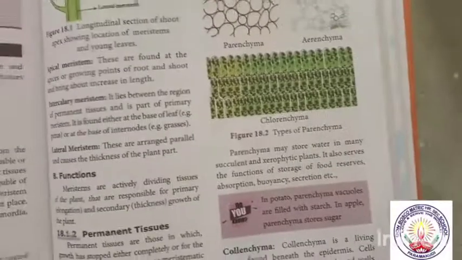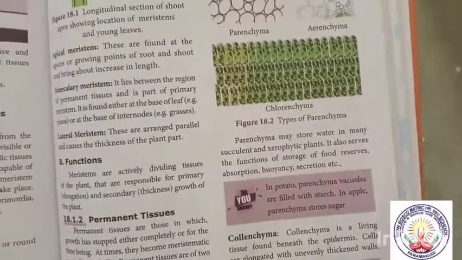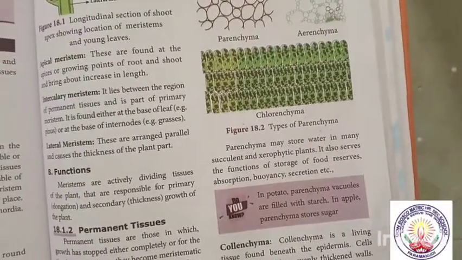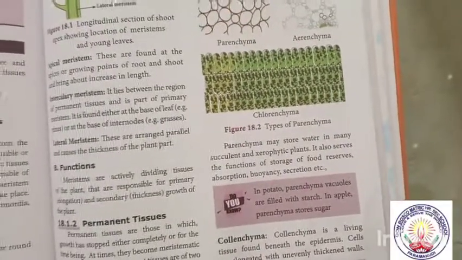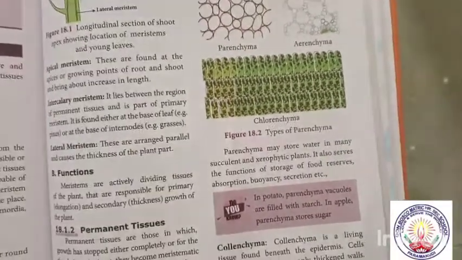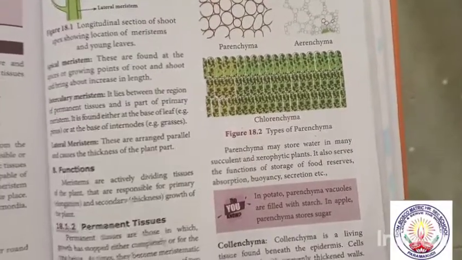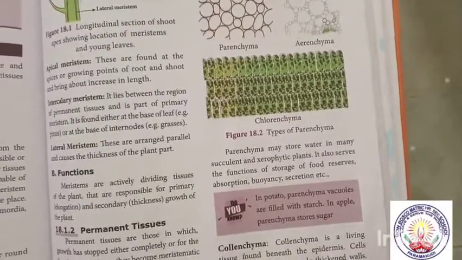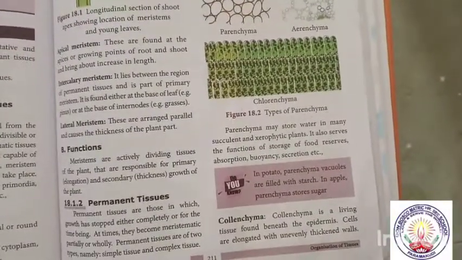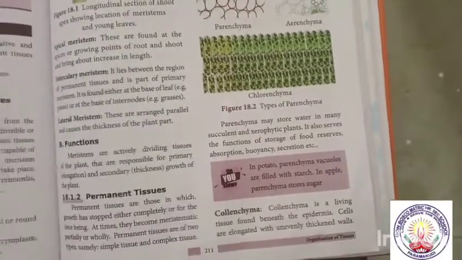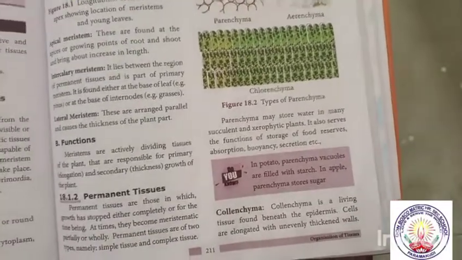Parenchyma may store water in many succulent and xerophytic plants. It also serves the functions of storage of food reserves, absorption, buoyancy, secretion, etc. Do you know, in potato, parenchyma vacuoles are filled with starch. In apple, parenchyma stores sugar.